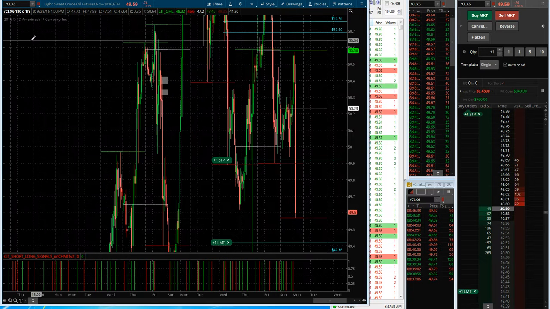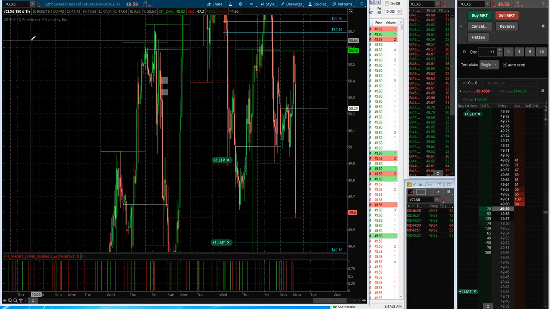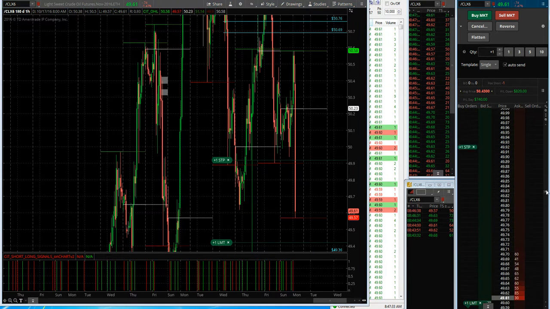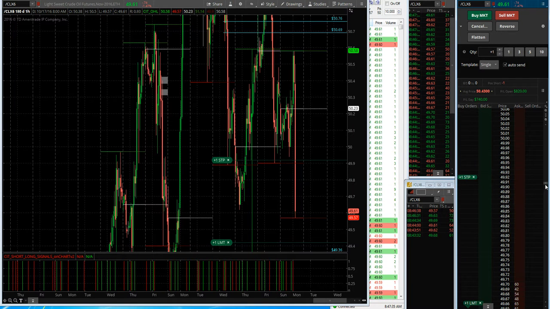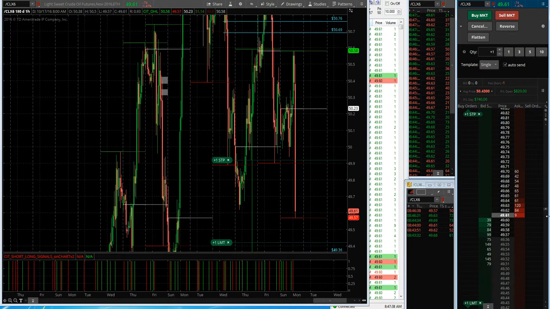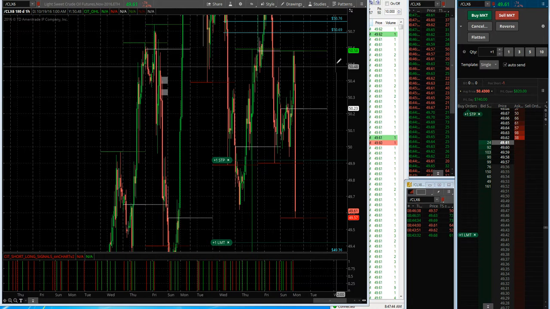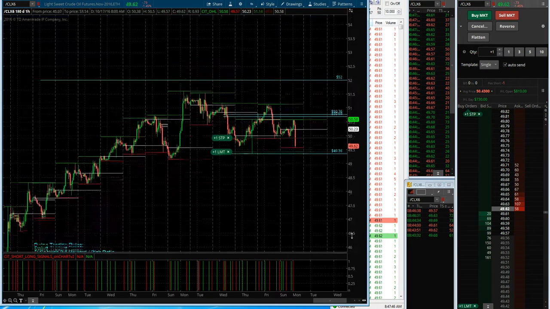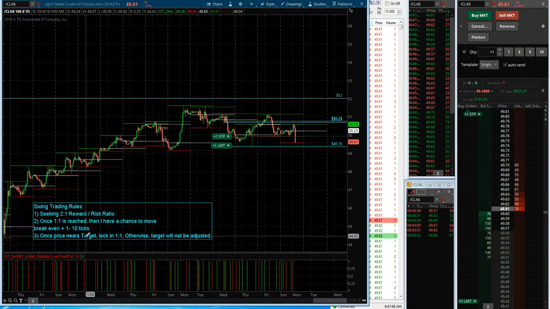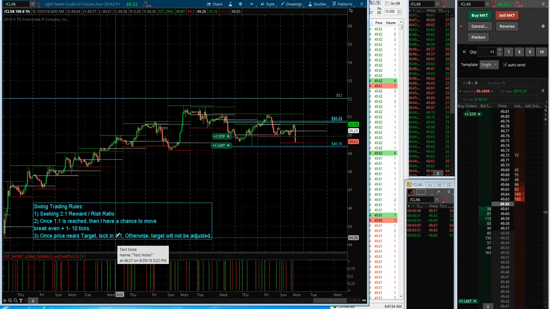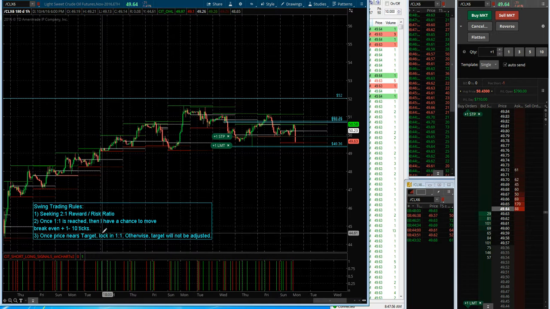Okay, guys. So I went ahead and moved my stop to cover the commission, and I'm just trailing it down. So far, I moved it because of this rule. So far, yeah, so far so good.